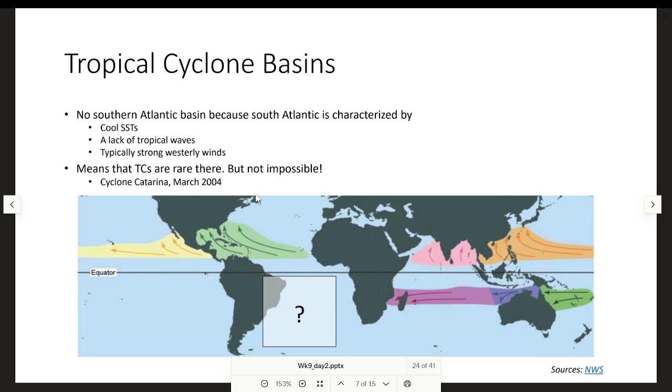So there's no southern Atlantic basin because the South Atlantic, down here, is characterized by cool sea surface temperatures, a lack of tropical waves, and typically strong westerly winds. Westerly is coming from this way. So they're rare, but I guess they're not impossible. They had one called Cyclone Catarina in March 2004. But yeah, it's not typical to see tropical cyclones down there.